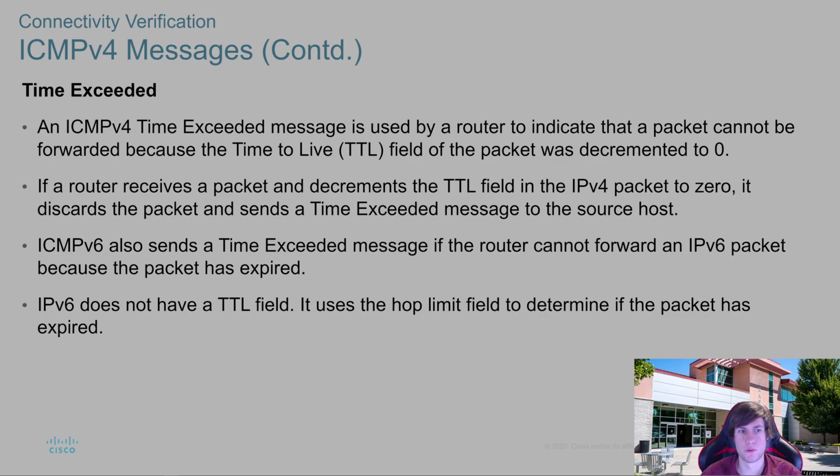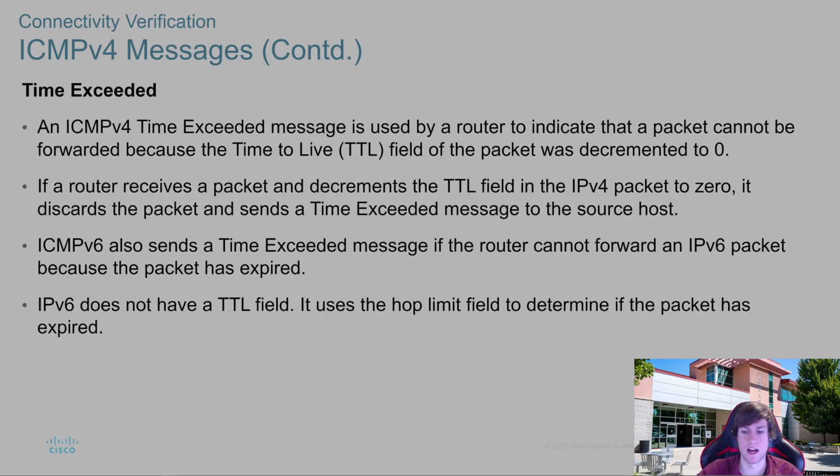An ICMPv4 time exceeded message is used by a router to indicate that the packet cannot be forwarded because the time to live, TTL, field of the packet was decremented to 0. So that's what I was talking about, if a packet gets stuck in a whirlpool of just being rerouted and rerouted and rerouted, typically because, again, you have a cyclical route issue, all these packets typically have a stamp on them, which is how long they're allowed to exist in a network, which is their time to live.